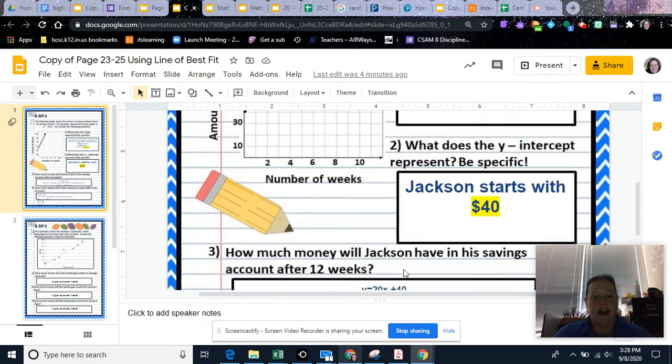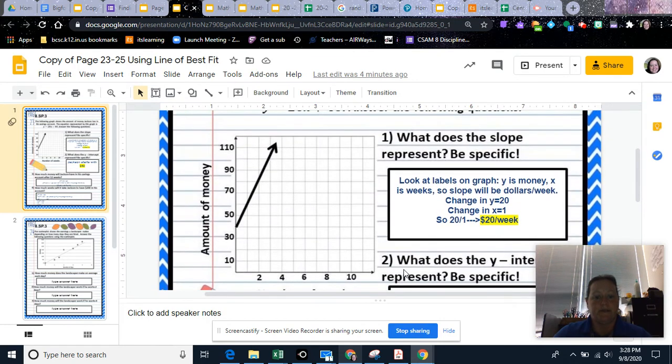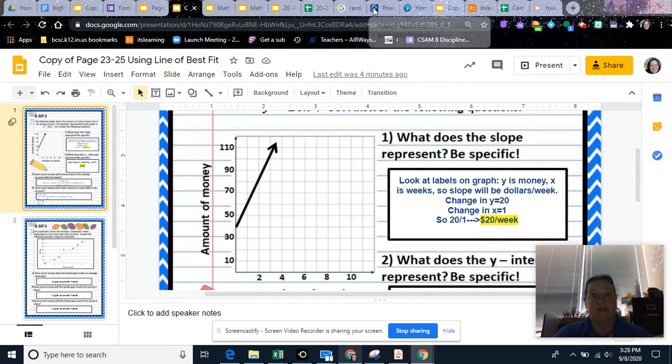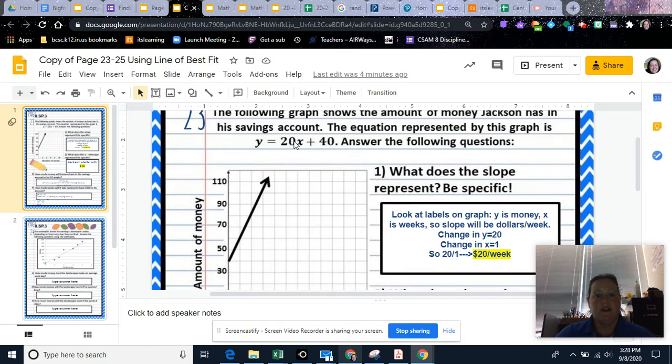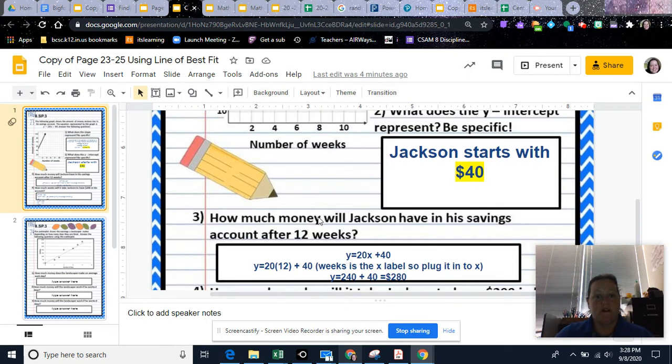How much money will he have in his account after 12 weeks? Last week when we were doing these predictions, we would look where x is 12 and then look up. But then you think, oh geez, it's going to be way up here. How in the world am I supposed to use that graph to predict something so far off the graph? Now I want to encourage you that you have another tool. You can use the equation to come up with it. The equation was y equals 20x plus 40.